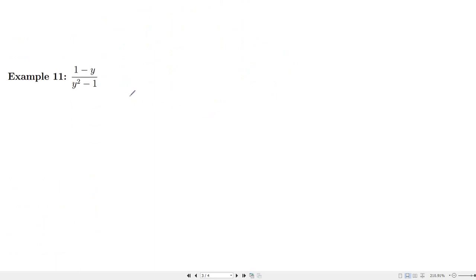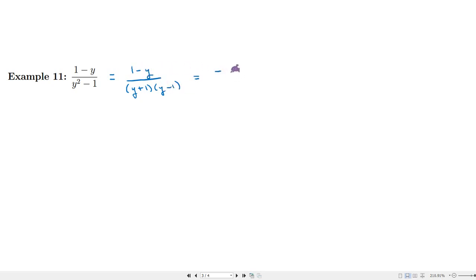Similarly, for our next example, we can do something very similar. So let's see what we get. We can write that the numerator is 1 minus y. That's sort of already factored. But down here, difference of squares, that's y plus 1, y minus 1. All right, and now if we want to reduce, it looks like these two factors are very similar, right? 1 minus y, y minus 1. So can we factor a negative out of the numerator?